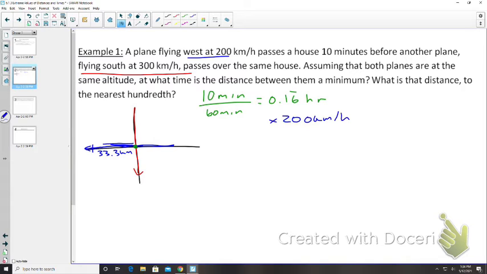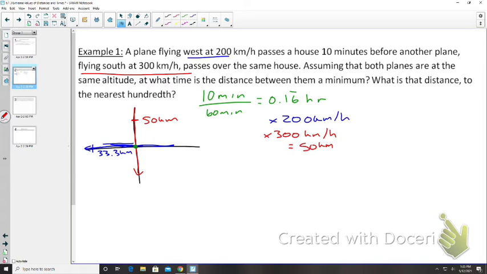Now, we know that within that 10-minute window, 0.16 repeating of an hour, if our plane flies at 300 kilometers per hour, this tells us that it takes 10 minutes to pass over that house, so it is 50 kilometers north of the house, and it starts right here. So when the blue plane passes the green dot, our red plane is 50 kilometers north of that house.